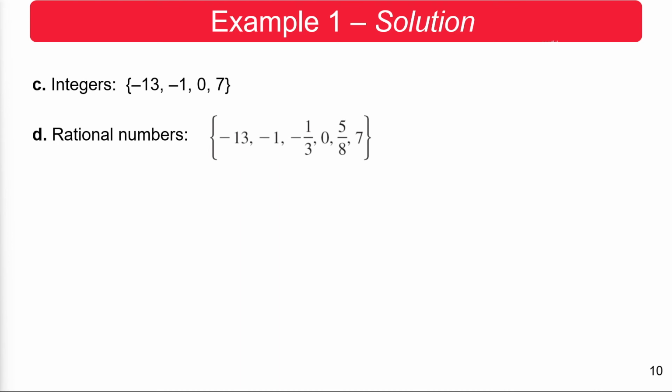If you ask me why negative 13 or negative 1 or 0 or 7 are rational numbers, basically we can write them in a form of fraction, which is p over q. For example, negative 13 over 1 will be a rational number. The irrational numbers will include negative square root of 5, square root of 2, and pi.